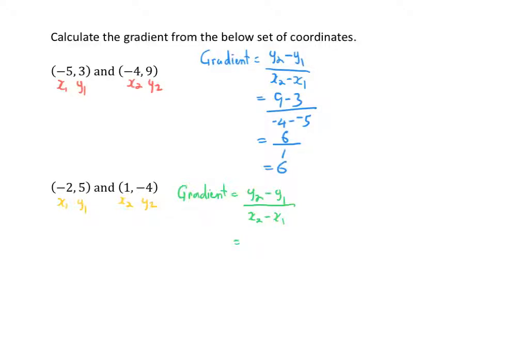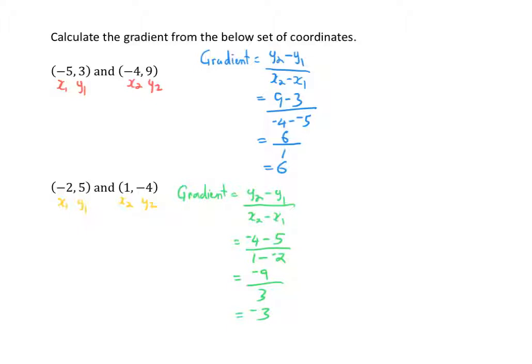So now I can substitute those values into my formula. So y2 minus y1 is -4 minus 5, over x2 minus x1, so 1 minus -2. So -4 minus 5 is -9, over 1 minus -2, which becomes 1 plus 2, which is 3. So -9 divided by 3 is equal to -3. So the gradient of my line between my points -2, 5 and 1, -4 is equal to -3.